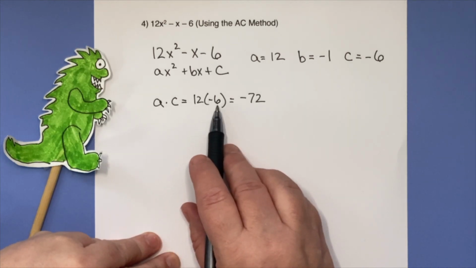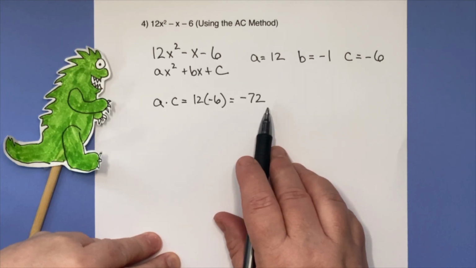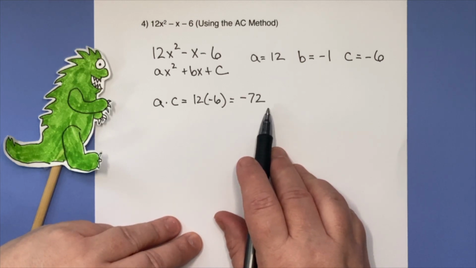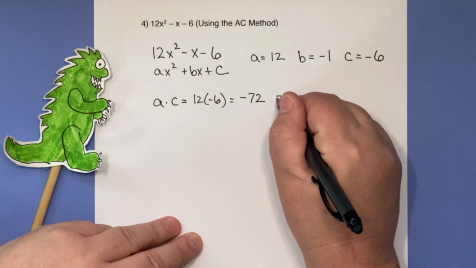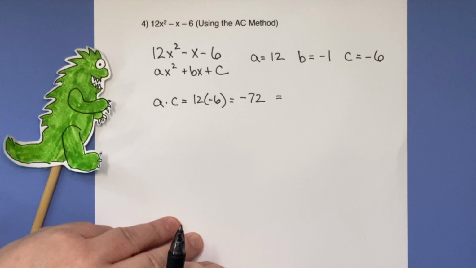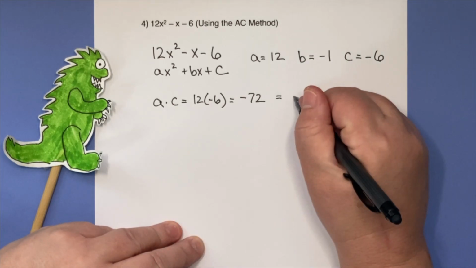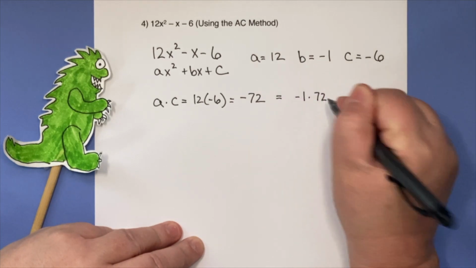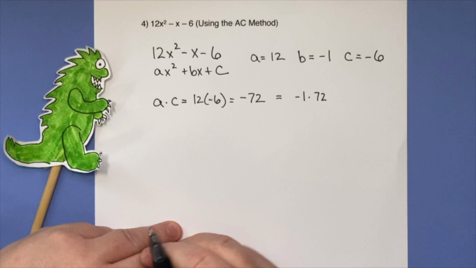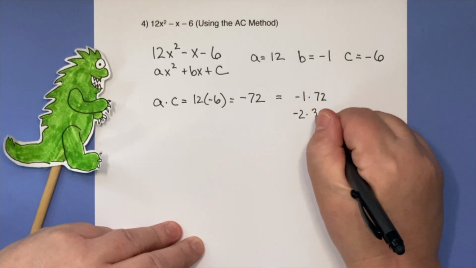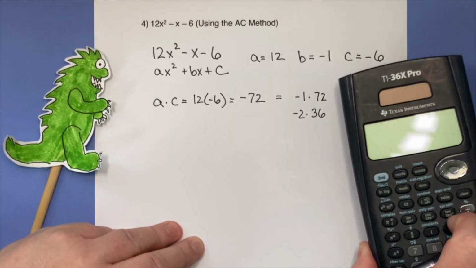So we've multiplied a times c. We got 12 times -6 is -72. And now comes the slow part, which is that we have to break 72 into two numbers multiplied together to give us -72. What do I mean by that? And since it's negative, I'm going to start with the negative. -1 times 72. Okay. And then -2 times, and then we're going to keep going. 36. And again, if you're not sure, use your calculator.